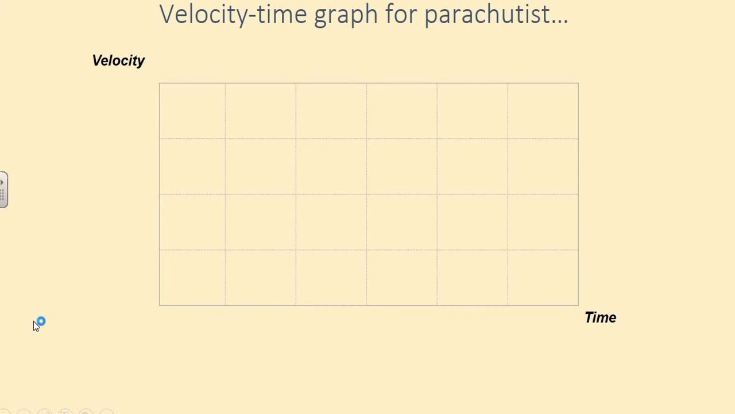Okay, brilliant. So let's look at a velocity time graph for a parachutist. Okay, so I'd like you to draw this in your book or on some paper. It doesn't need to be graph paper at all. It can just have a picture that looks a little bit like this. Draw a little grid or just draw an axis of time and velocity. Okay. And we're going to add some lines to our graph.